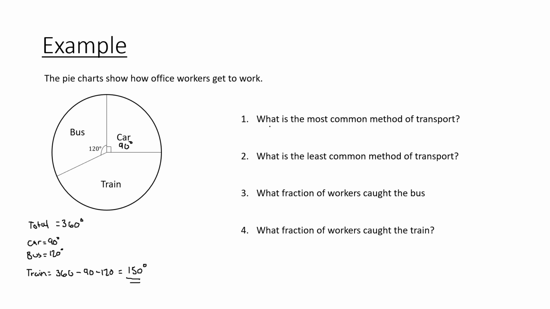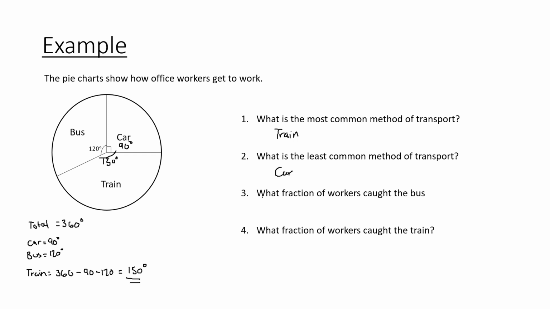So question 1, what is the most common method of transport? So when we have a look, which out of our sections, we've already found out that train is 150 is our biggest section, and the answer for that one would be train. Question 2, what is the least common method of transport? So have a look, which one's our smallest section? It's car. So our answer would be car.